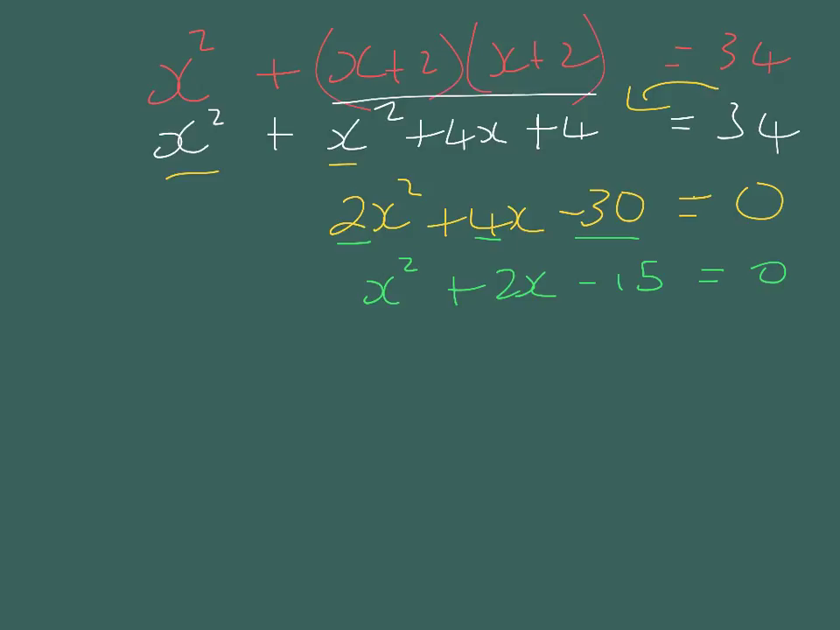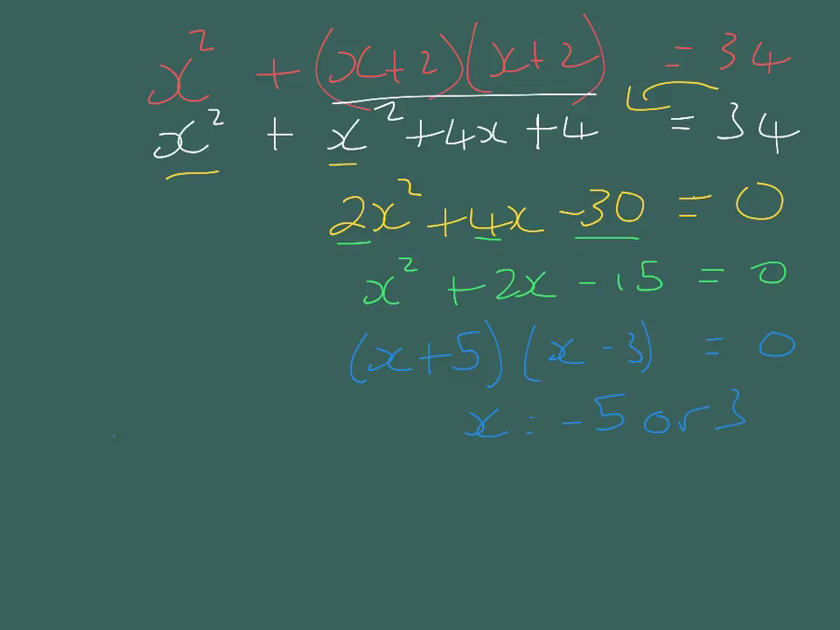Now I'm going to factorise that. So I'm looking at the factors of 15 that add to 2. So I'm thinking, well, we've got 3 and 5, and that's positive, so therefore that would be x plus 5, x minus 3 equals 0. So therefore x is equal to negative 5 or 3.